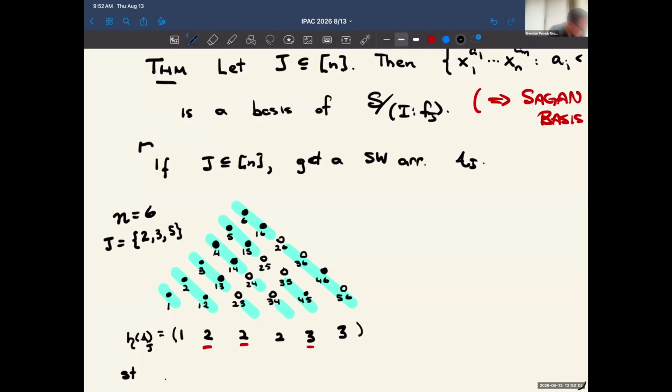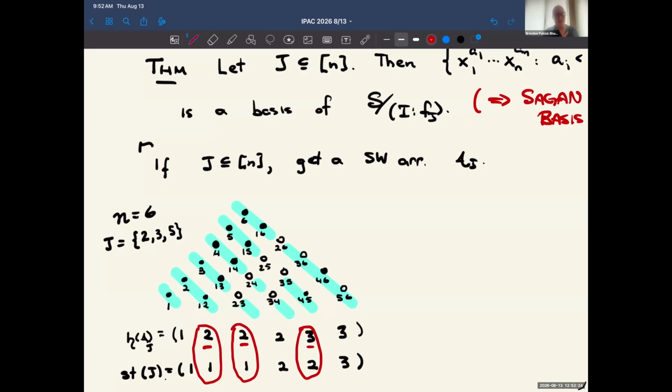So this is the H vector, and this is the J staircase. Well, the J staircase says I start at 1, 1, 1, I can't go up yet, 2, 2, I can't go up yet, 3. And you'll notice that this is quite similar, except whenever I have a position indexed by J, the H vector is exactly 1 larger than the J staircase. And this will happen in general.